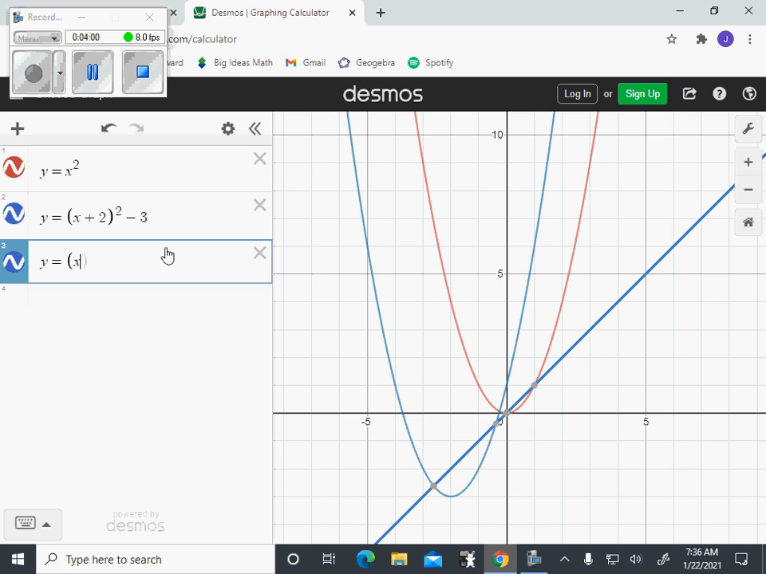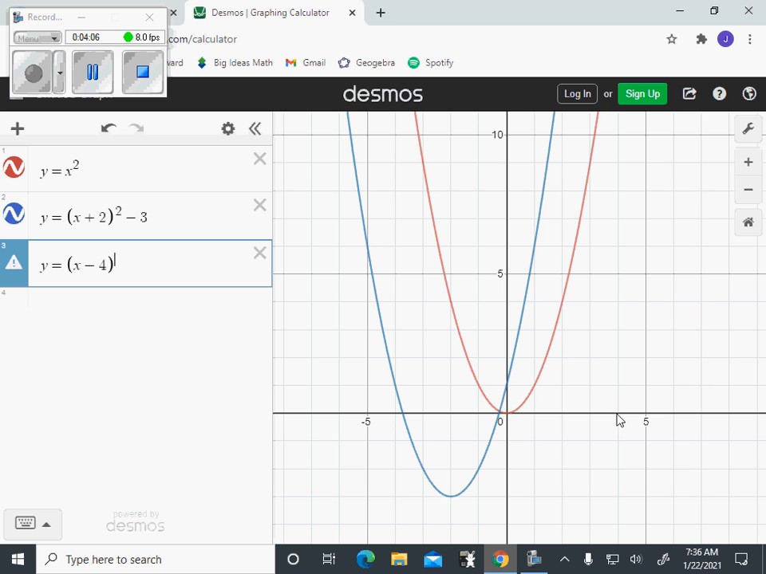What if I have x minus 4, squared? That should be to the right 4. Then I'm going to say plus 6. Where's that going to move that vertex? It's going to move it up, right? So to the right 4, up 6. Our vertex is 4, 6.